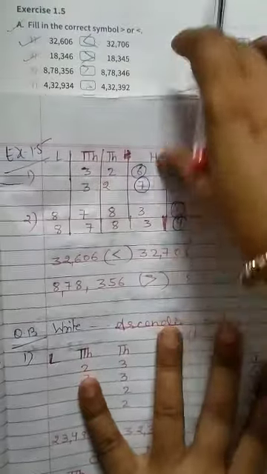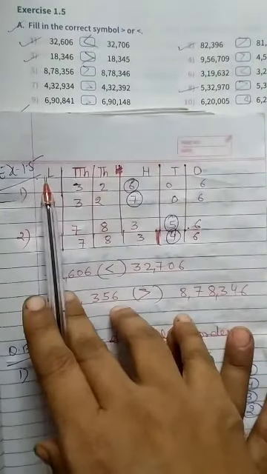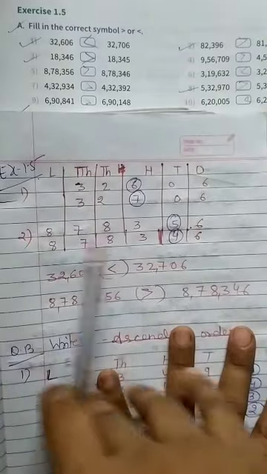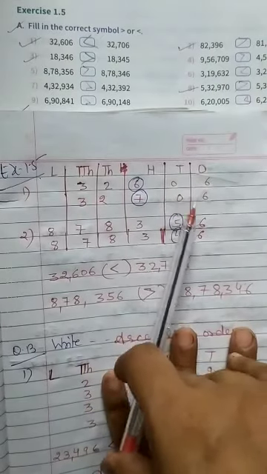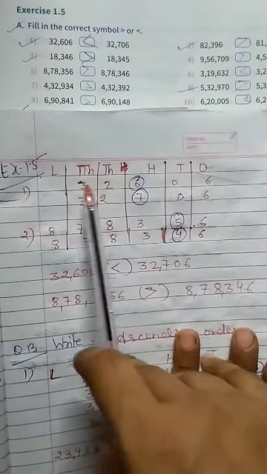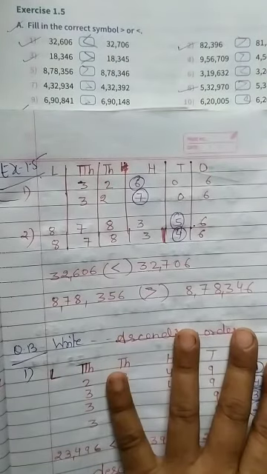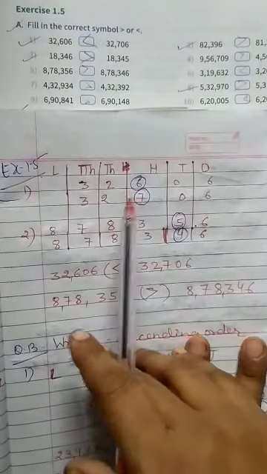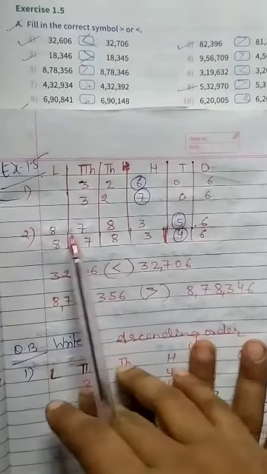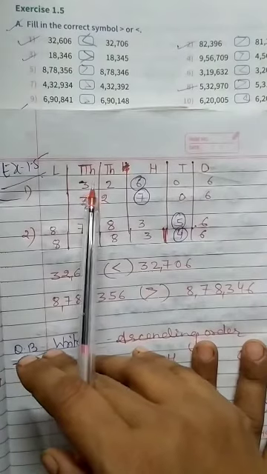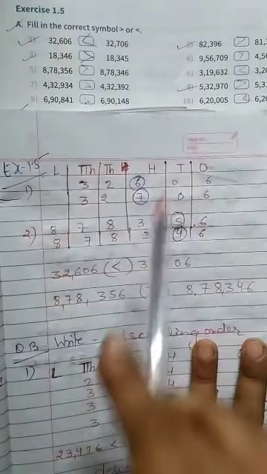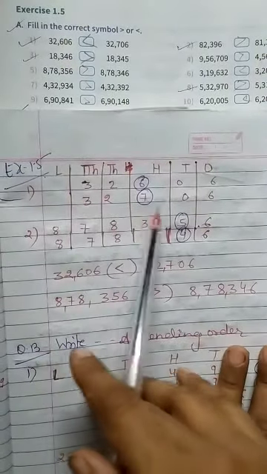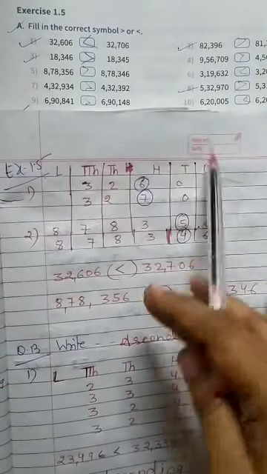The solution of this exercise is here. You have to make this chart, the place value chart, and I have already written down the questions here. This place value chart has some digits. First, write down this number, 32606, according to their place value, and next one is 32706.